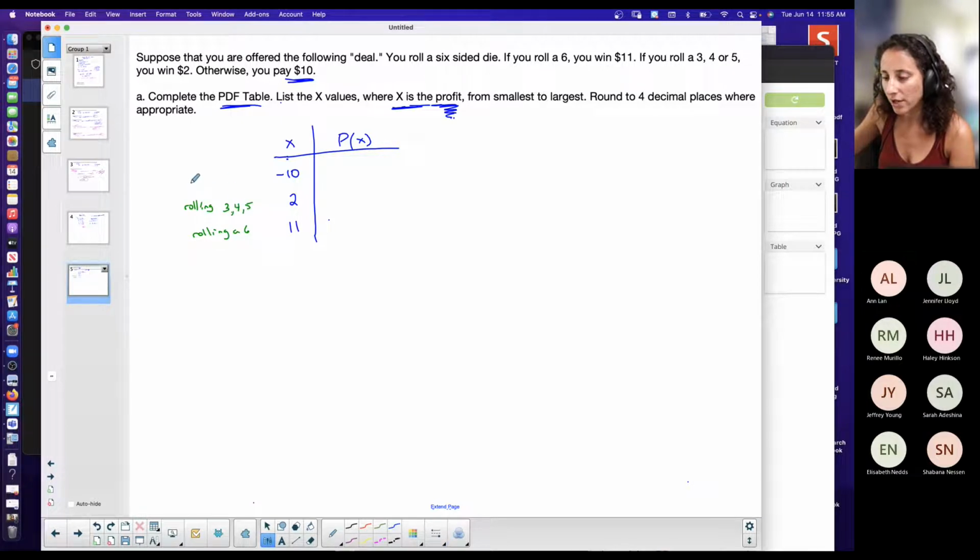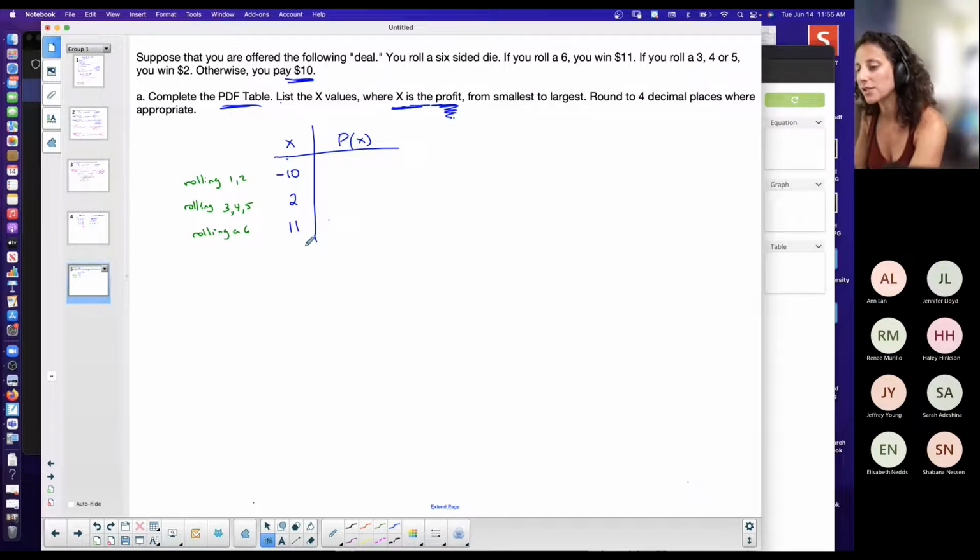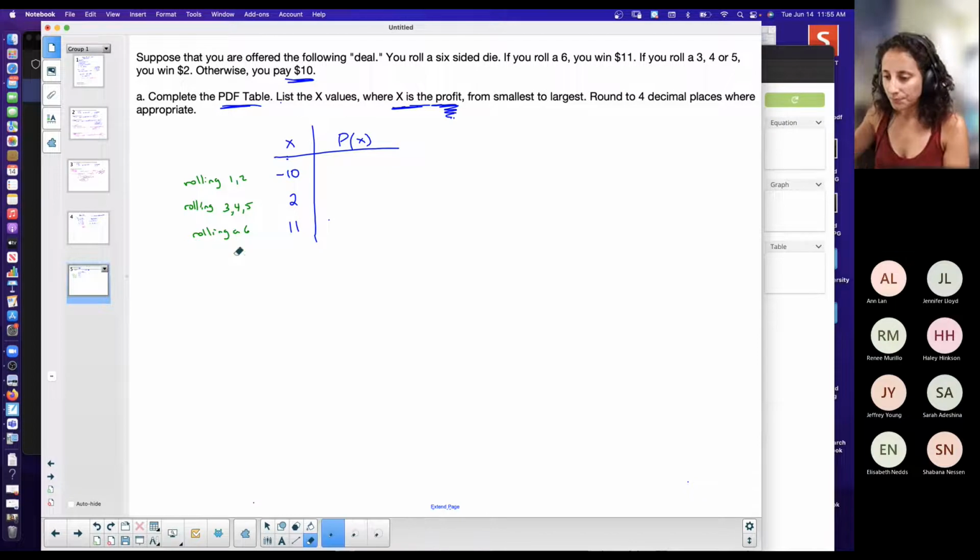So all the other outcomes would be rolling a 1 or a 2, right? I didn't miss anything: 1, 2, 3, 4, 5, or 6. So that's what each one of these represents. If I roll a 1 or a 2, I'm paying 10. If I roll 3, 4, 5, I'm getting $2. And if I roll a 6, I get $11. Those are all the possible outcomes for this particular procedure.